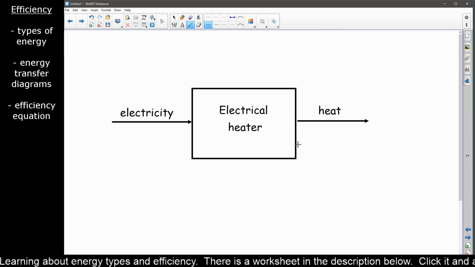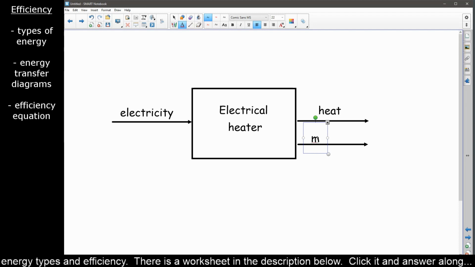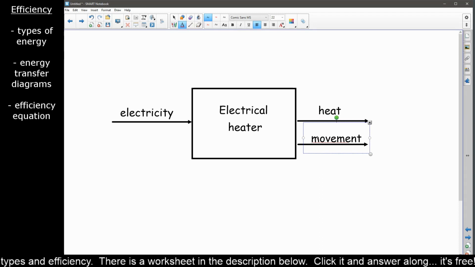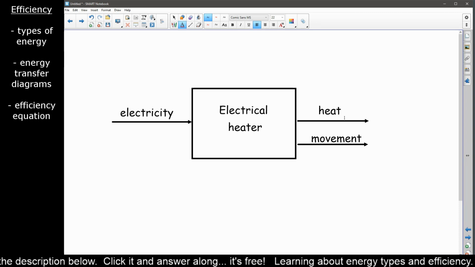Okay, it's also probably going to output some movement energy. It's going to spin a fan blade around. That's going to be useful. And that's wonderful. Everything is exactly how we would like it to be. The unfortunate downside is that basically anytime you take one energy type and convert it into another energy type, you're going to lose some energy in the process.